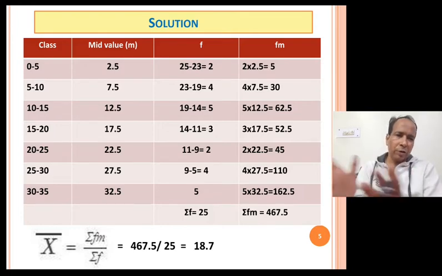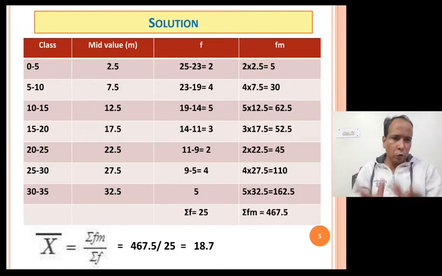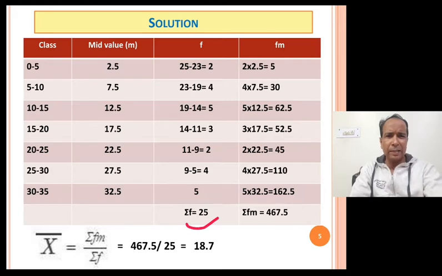In this example, frequencies were not given. Frequencies were given in the more than format, so we need to calculate the frequency for each individual class. That is what we have done. So the total frequency we have got over here is 25, the same value which we had in the previous slide. More than 0 values were 25, that is the sum of all frequencies. So that is given over here.